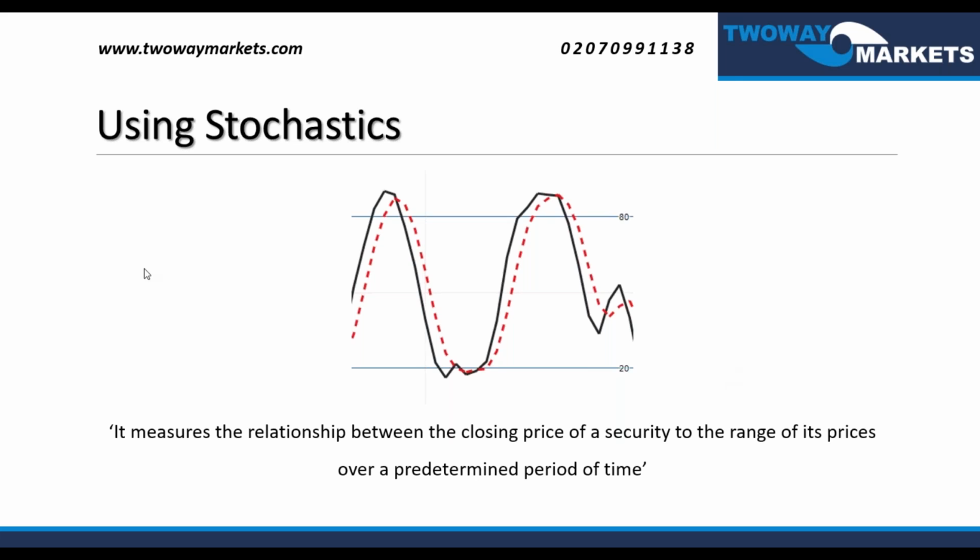But don't worry, this is just a picture of it. I will go through how you would essentially use it. But at this stage, just remember there's two lines, a black line and a red line, and it oscillates between the values of 0 and 100.